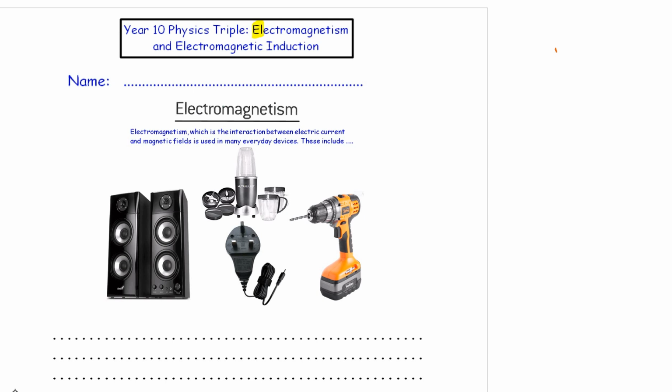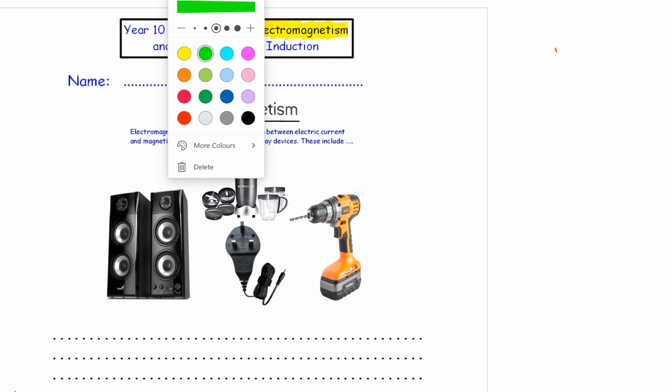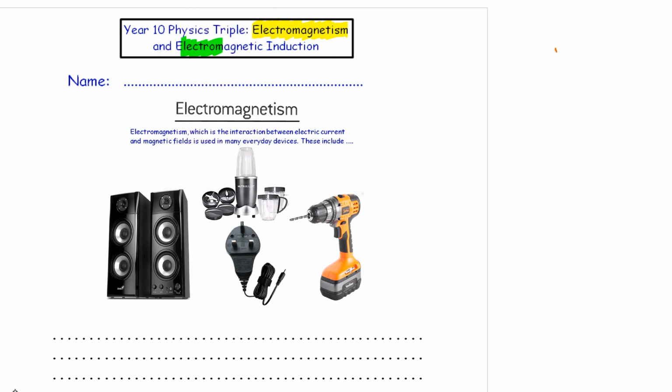So you've impressed me by the amount of work that we've done. This final topic is all about electromagnetism and electromagnetic induction. You're going to get two small booklets come through the post. The first one will be on electromagnetism, and the second one will be on electromagnetic induction. Now, today, you haven't got these books, so I can't be expecting you to do the booklet work.